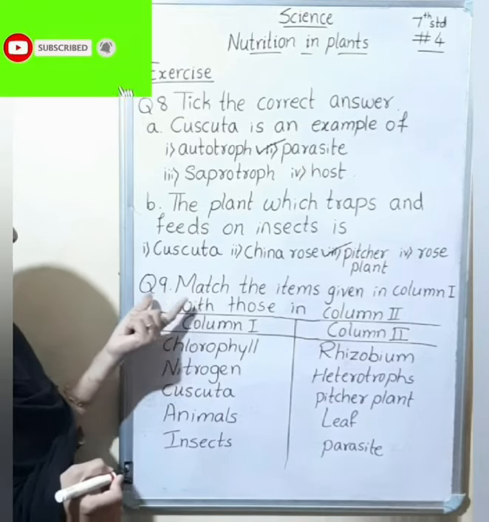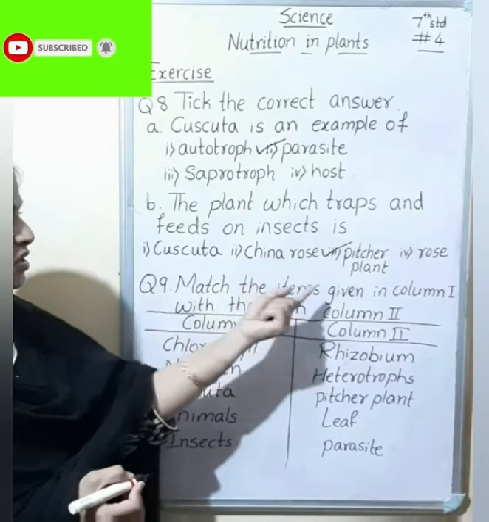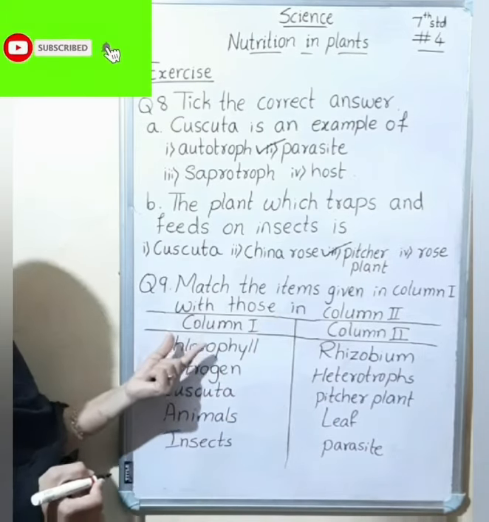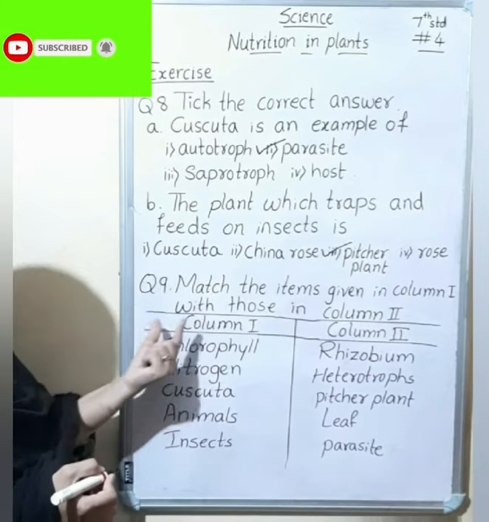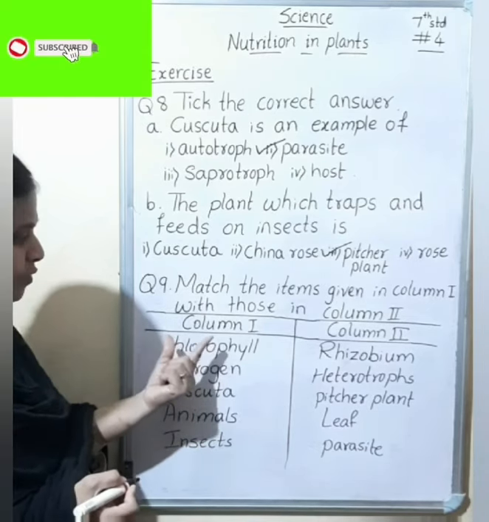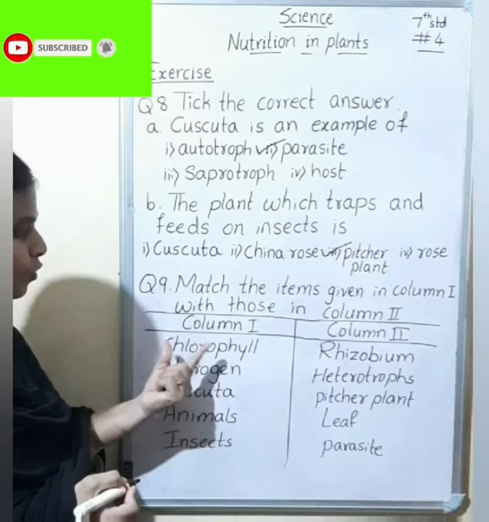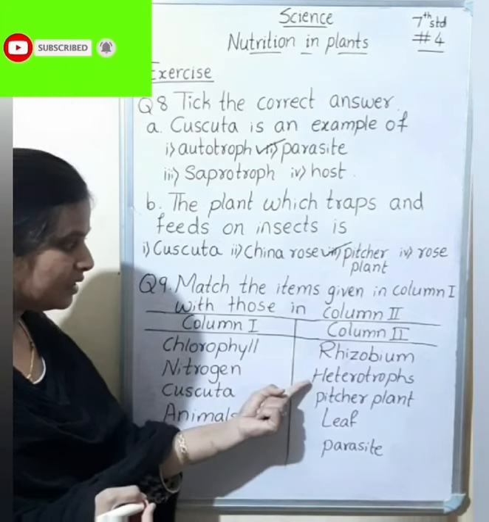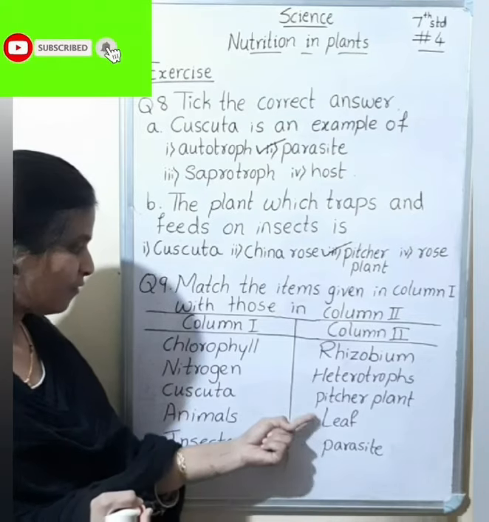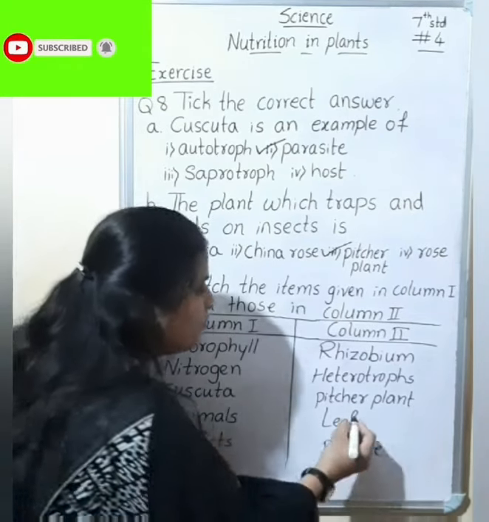Now next, question number 9. Match the items given in column 1 with those in column 2. Okay, so let's see what all are there. Column number 1, first one: chlorophyll. Now where do we find this chlorophyll? Is it rhizobium, heterotrophs, pitcher plant, leaf or parasite? Yes, of course we find chlorophyll pigment in leaf.